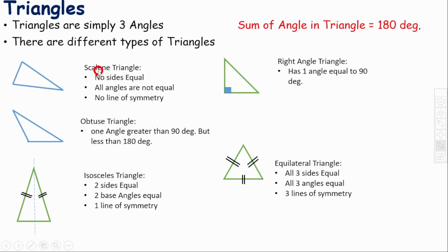The scalene triangle is a triangle that has no sides equal. All the sides are not equal to each other. All the angles are not equal. You can have 30 degrees here, 60 degrees here. That's another thing about the scalene triangle. And it has no line of symmetry.